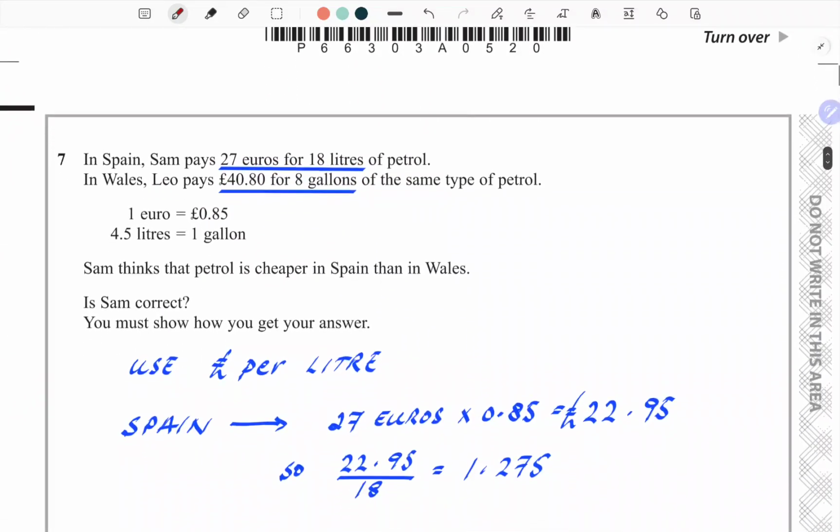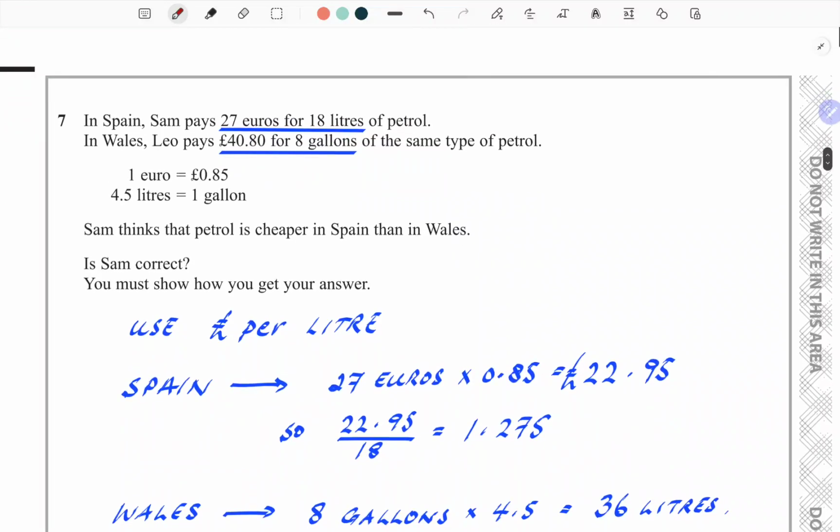Number 7. In Spain, Sam pays 27 euros for 18 litres of petrol. And in Wales, Leo pays £40.80 for 8 gallons of the same type of petrol. So in other words, it's the same stuff, and you've got two different ways of expressing the price. They then give you this conversion from euro to pounds and also litres to gallons. And Sam thinks that petrol is cheaper in Spain than in Wales, and is he correct.